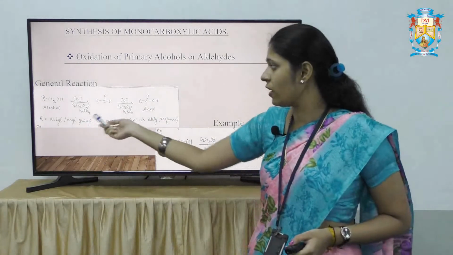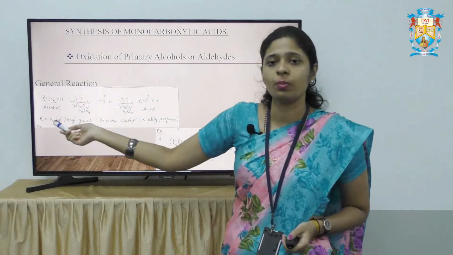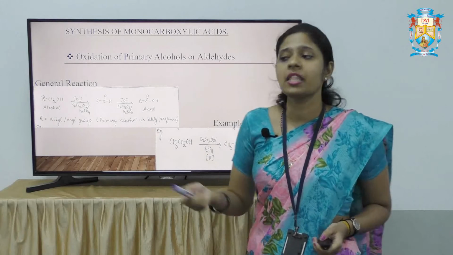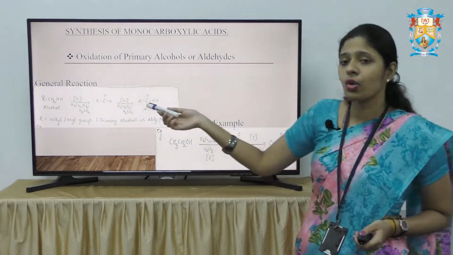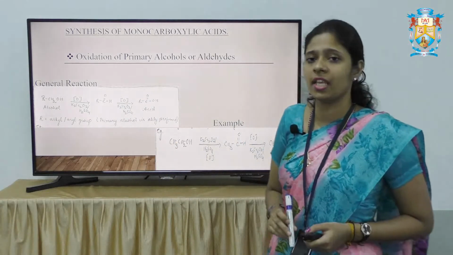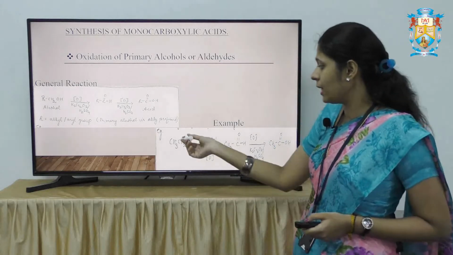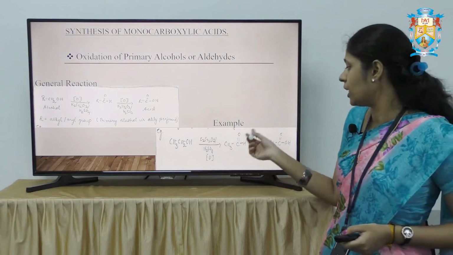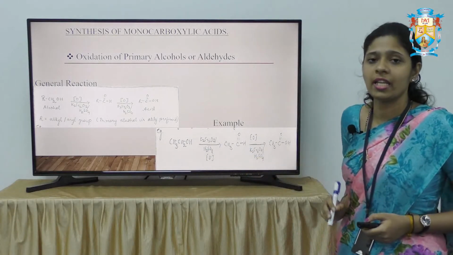So this is the general reaction, in which the R group can be an alkyl or an aryl group, and then these are the examples where the R group is replaced by CH3 and CH2. So you can see that ethyl alcohol gets converted into ethanaldehyde and further gets converted to an ethanoic acid.